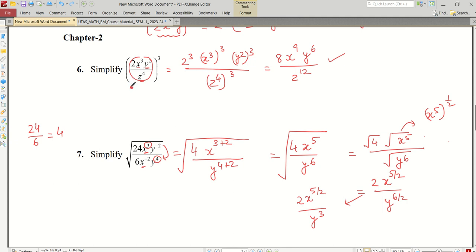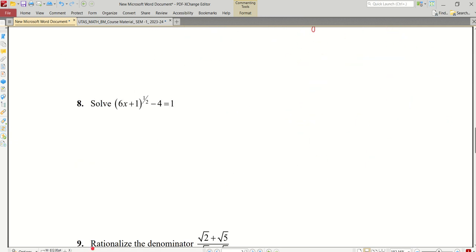So in this question, you can see here all terms are one one, x power 1, x power 3, y power 2, z power 4, one one term. But here you can see there are two terms of x, there are two terms of y. So first we need to make the one one term, and then we can simplify. Okay, this is the second type of question.